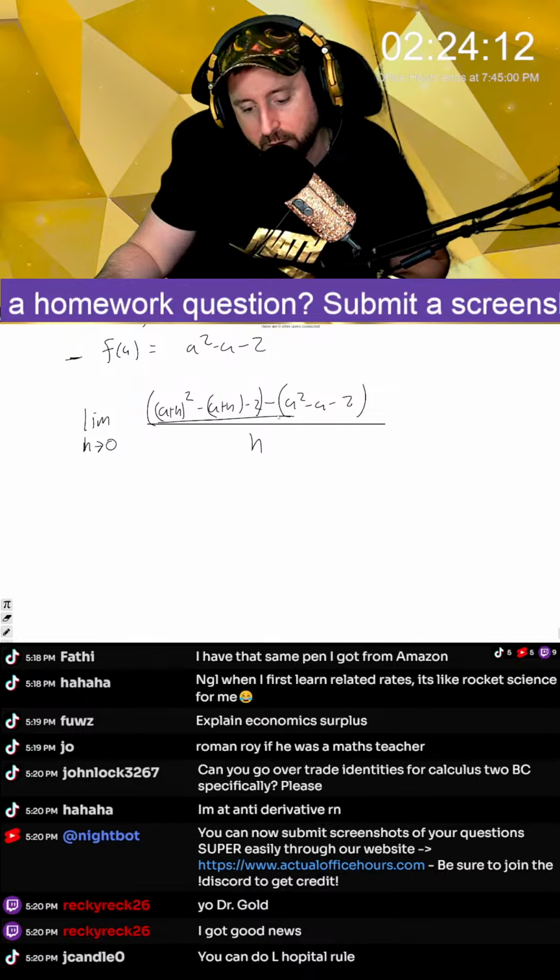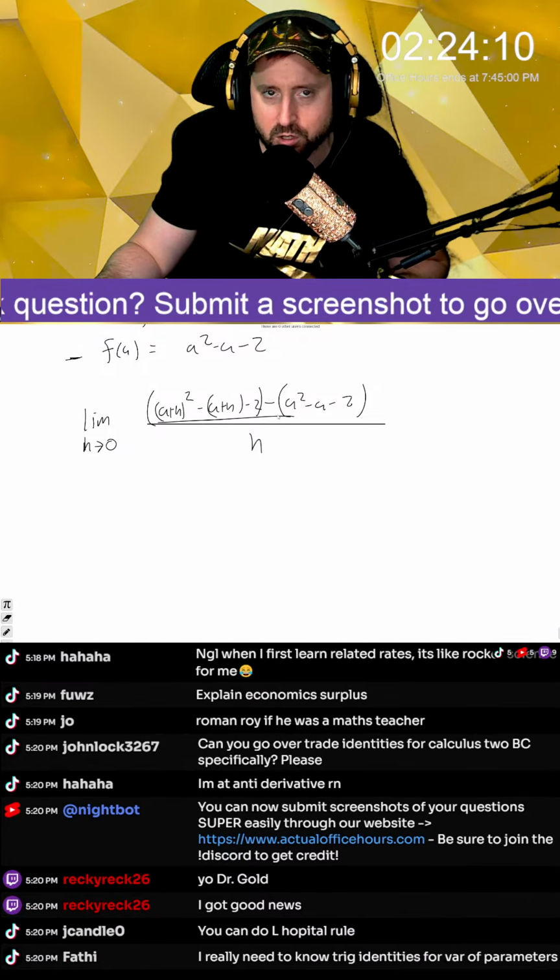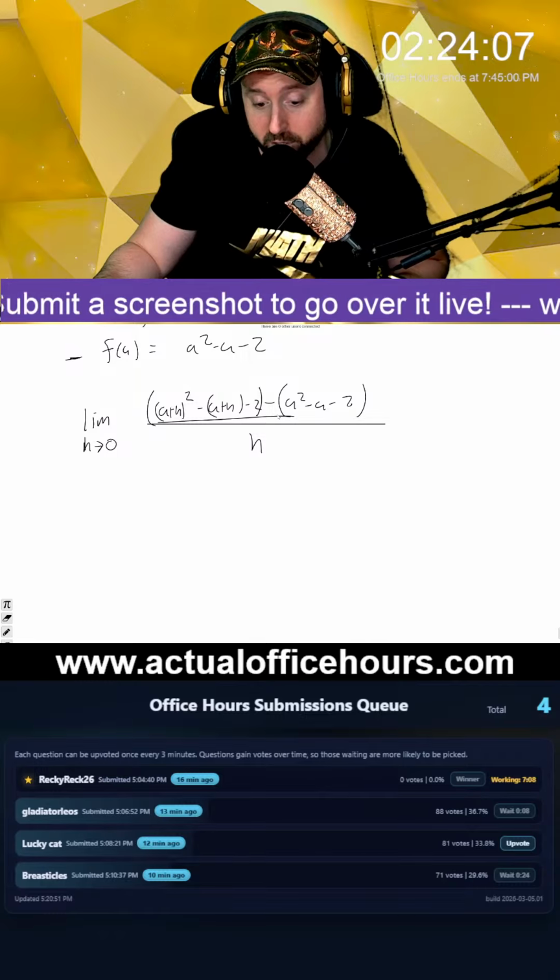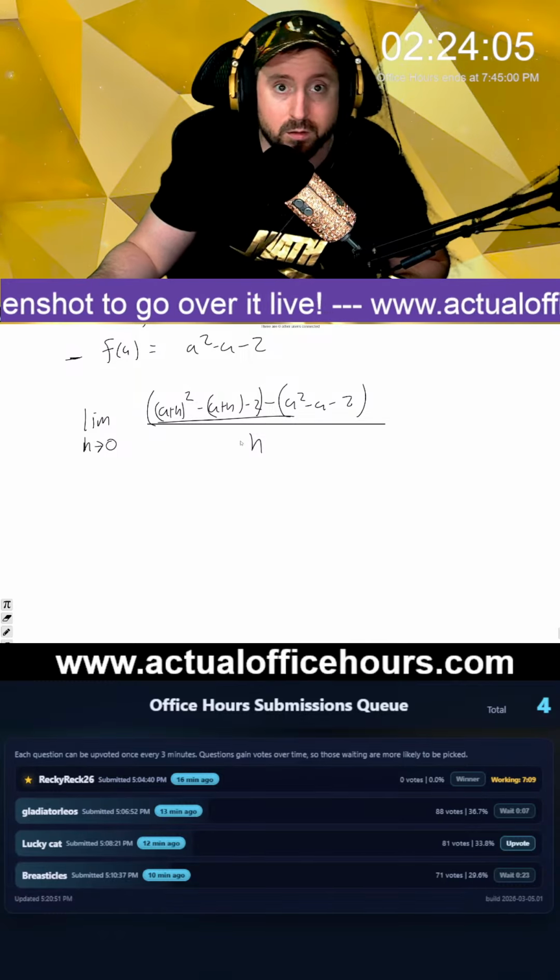You could do L'Hopital's, right, but if we're doing the limit definition of a derivative, I don't think they've even really learned how to do derivatives yet.